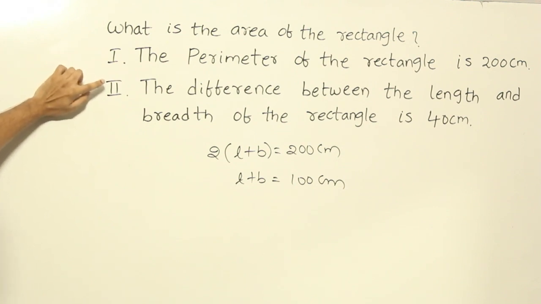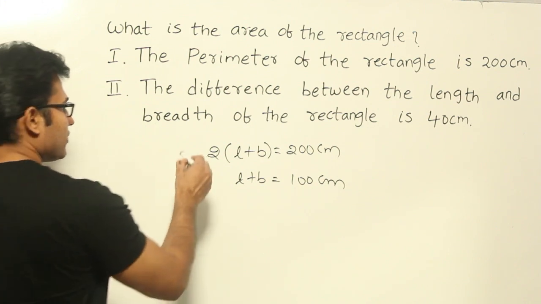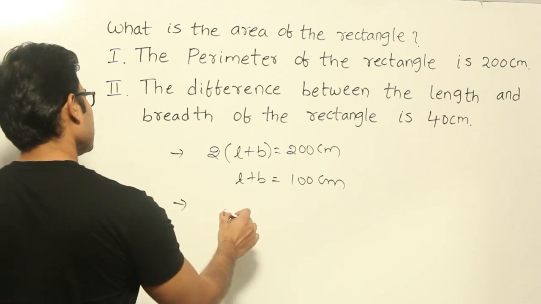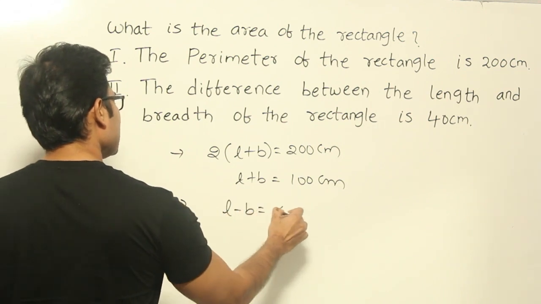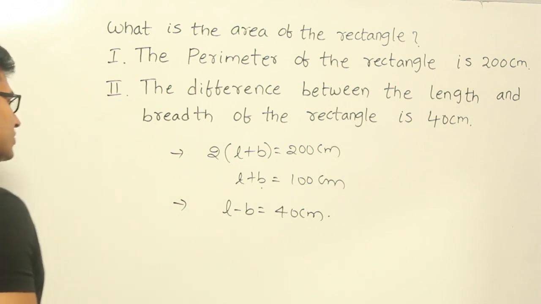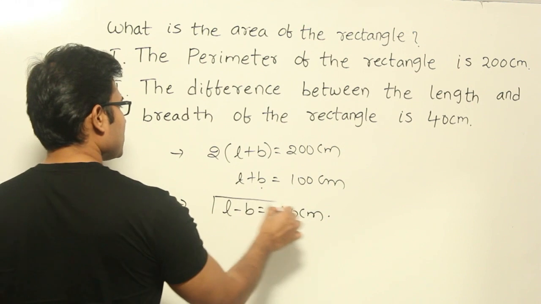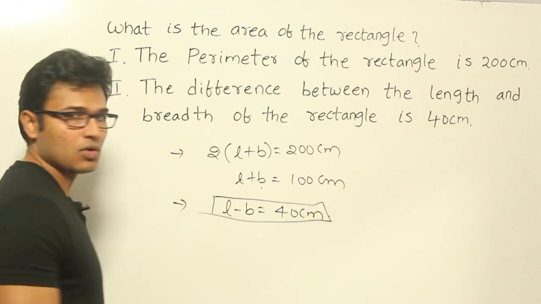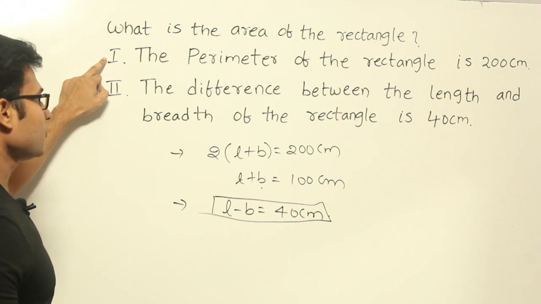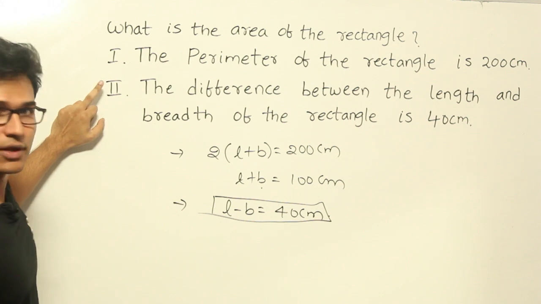Now let's see if the information given in statement 2 is sufficient. If you see this, the difference between the length and breadth of the rectangle is given as 40 centimeters, which means L minus B equal to 40 centimeters is given. Now L plus B equal to 100 is given, L minus B equal to 40 is given, but only by using this information will you be able to find L into B? No. Therefore only by using the information given in statement number 1 we cannot solve it, or only by using the information given in statement number 2 we cannot solve it.